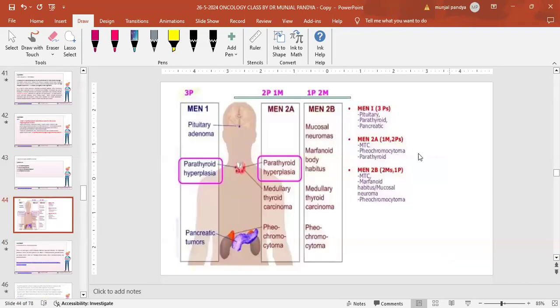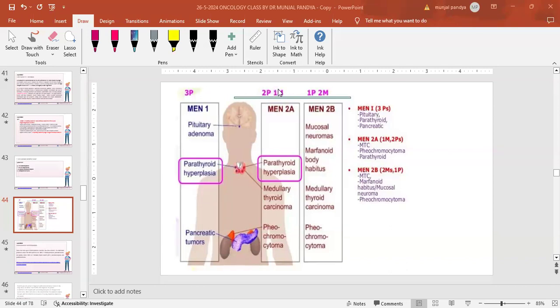So the answer is A. See, this is the simple and excellent picture I have shown everyone. MEN 1, MEN 2A, MEN 2B. MEN 1 is what? Pituitary adenoma, parathyroid hyperplasia, and a pancreatic tumor. This is MEN 1, right? So here you remember 3P: P for pituitary, P for parathyroid, P for pancreas. Then in the second column, 1P is reduced, and in the third column, one more P is reduced. So 3P, 2P, 1P. A simpler way to remember.